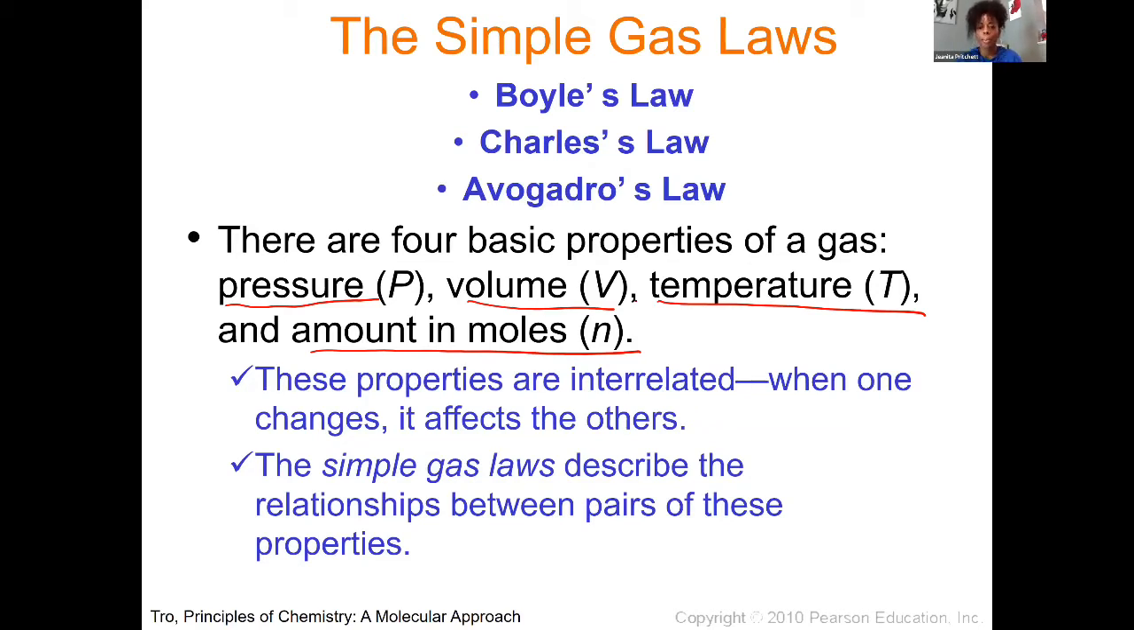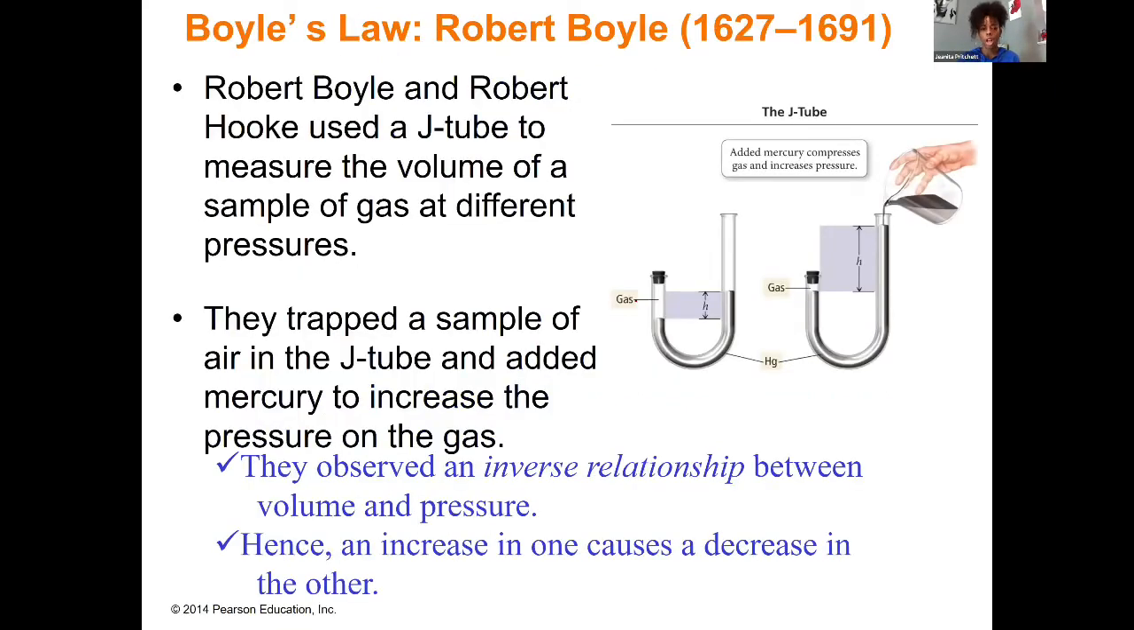Now, all of these properties are interrelated with one another. What that means is if one changes, that can affect one of the other ones. These simple gas laws are simply describing the relationships between pairs of these different properties. Each one of these, Boyle's law, Charles' law, or Avogadro's law, is tied to two variables out of the four. We'll learn in a later video about the ideal gas law, which is going to incorporate all four. Boyle's law is really looking at the relationship between pressure and volume.